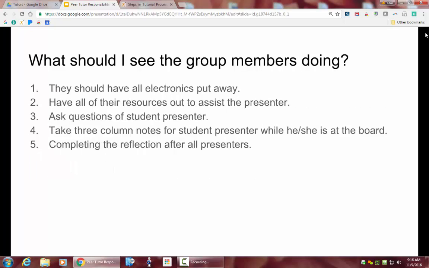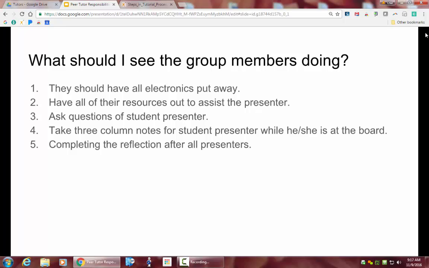All right, what should I see the group members doing? Again, no electronics. They have their resources out to help and assist the presenter. They're asking questions of the student presenter, and they're taking 3-column notes for the student presenter while he or she is at the board. And let me clarify what that is. Each student is in charge of writing their own 3-column notes. The student leader tutor is just writing those 3-column notes for the presenter while they're up at the board. And then after this is all done, everyone is completing the reflection.